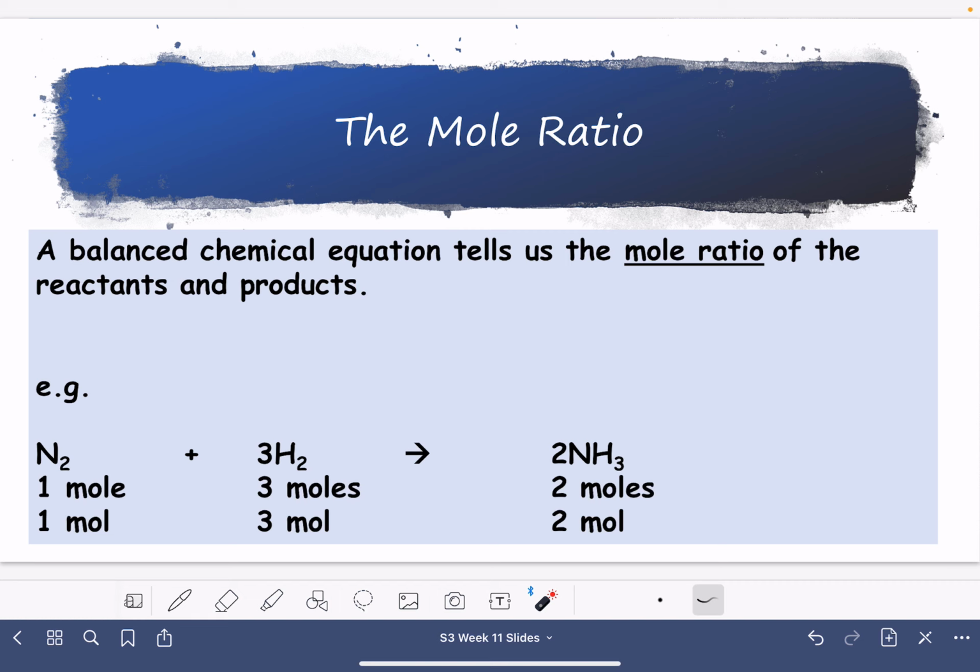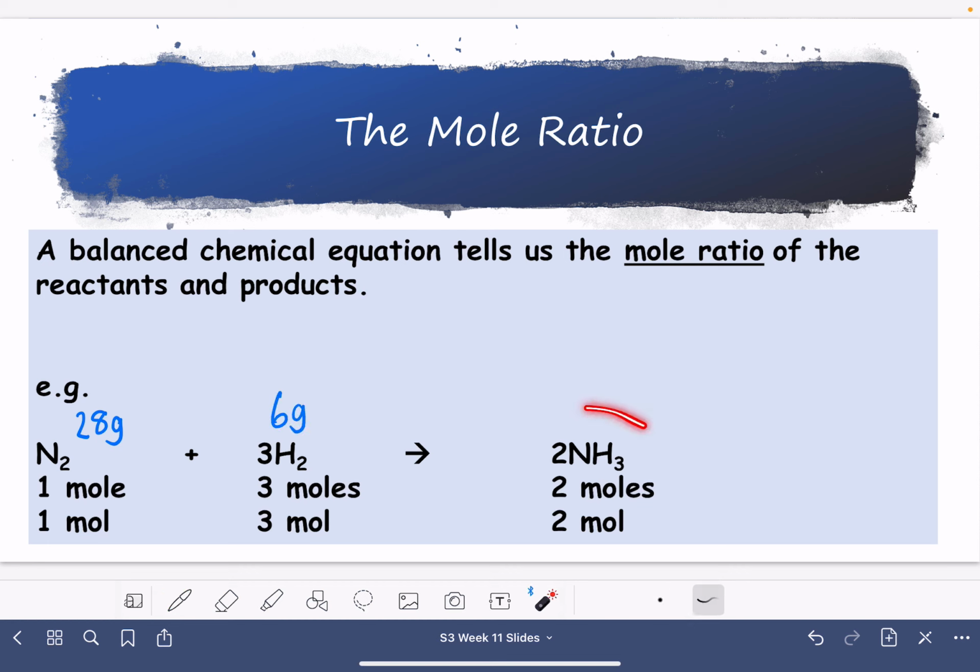Because if we say that the gram formula mass is the formula mass expressed in grams, then we can say, well, 1 mole of nitrogen, that actually has a mass of 28 grams, because relative atomic mass of nitrogen is 14 multiplied by 2 is 28. For the hydrogen, H is 1, and then we multiply it by 2 to get 2, and then we multiply that by 3 to get 6. So 3 moles of hydrogen is 6 grams.